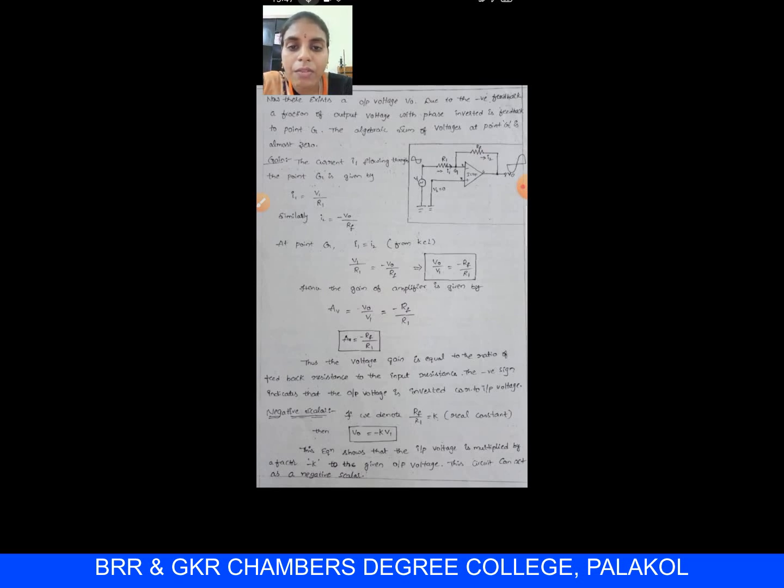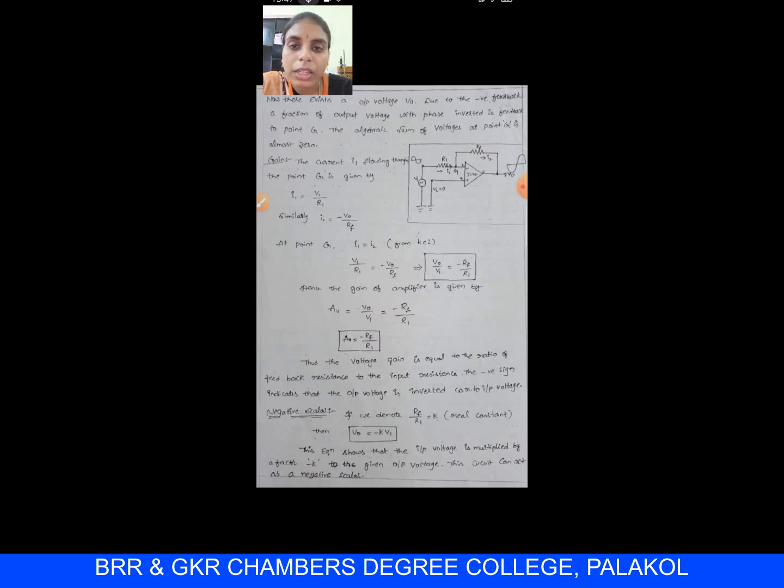The current I1 flowing through point G is given by I1 is equal to V1 by R1. Similarly, I2 is equal to minus V0 by RF through the resistance RF. The negative represents out of phase. Phase is inverted because the input is given to the inverting terminal, so we can take it as a negative sign.